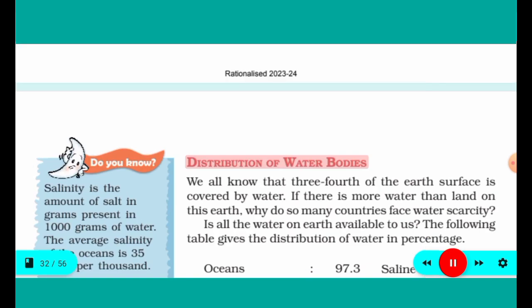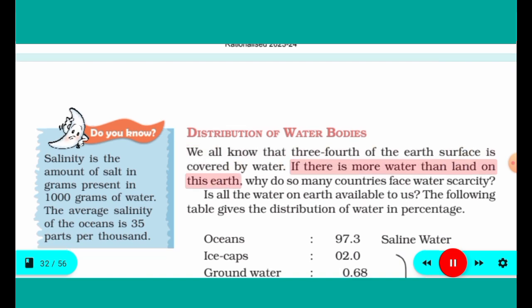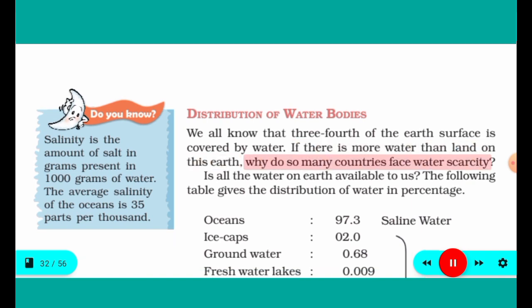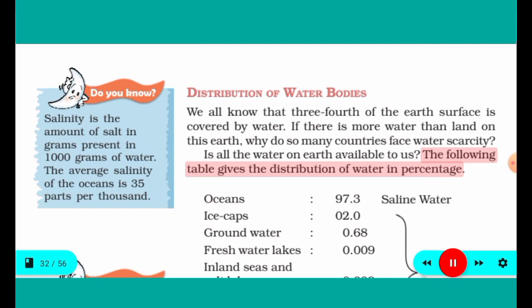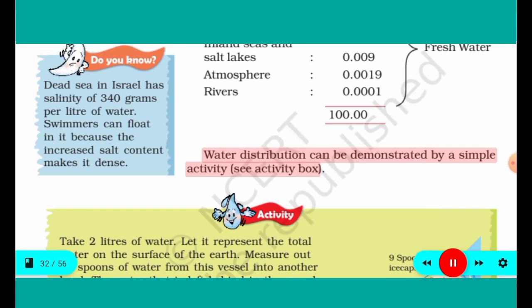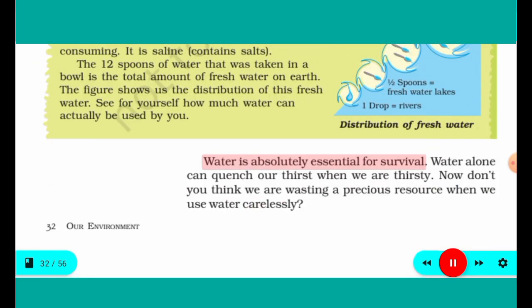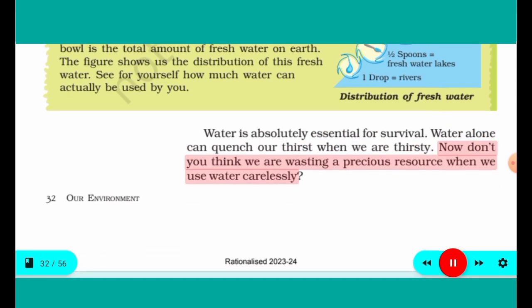Distribution of water bodies. We all know that 3/4 of the Earth's surface is covered by water. If there is more water than land on this Earth, why do so many countries face water scarcity? Is all the water on Earth available to us? The following table gives the distribution of water in percentage. Water distribution can be demonstrated by a simple activity. See activity box. Water is absolutely essential for survival. Water alone can quench our thirst when we are thirsty. Now don't you think we are wasting a precious resource when we use water carelessly?